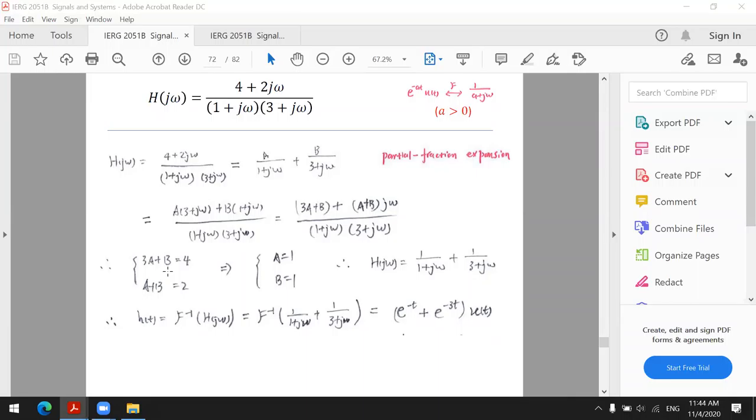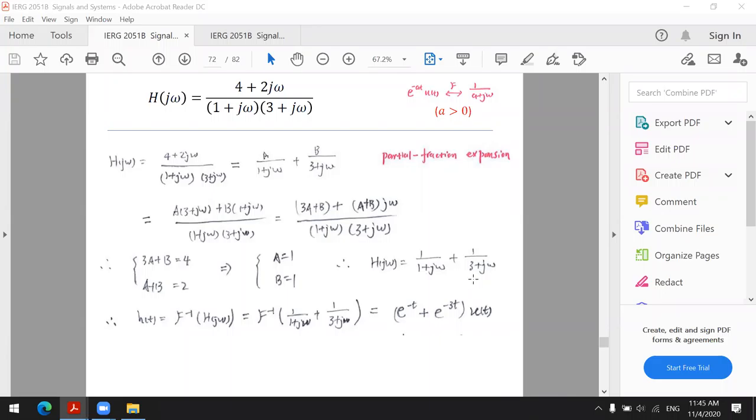This gives us two equations with two unknowns. So 3a plus b equals 4, a plus b equals 2. And solving this set of equations, we can obtain both a and b equal to 1. Therefore, if we want to split capital H, it must be split as 1 divided by 1 plus j omega plus 1 divided by 3 plus j omega.